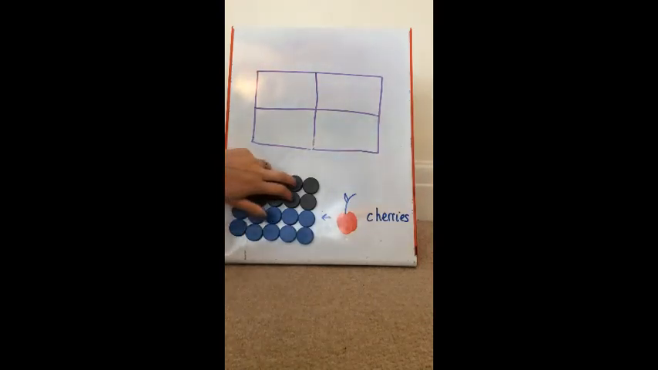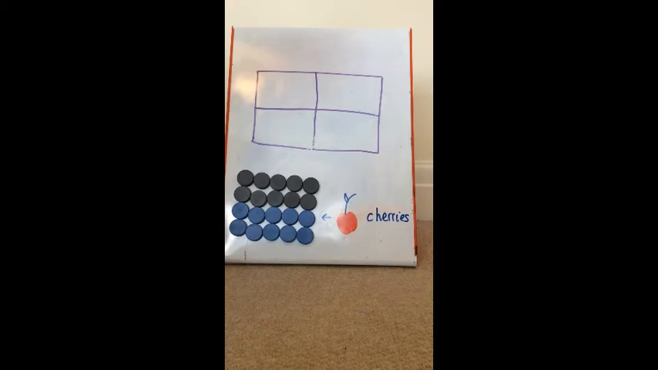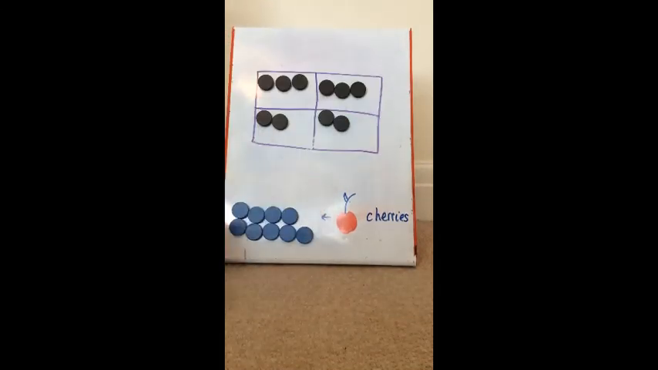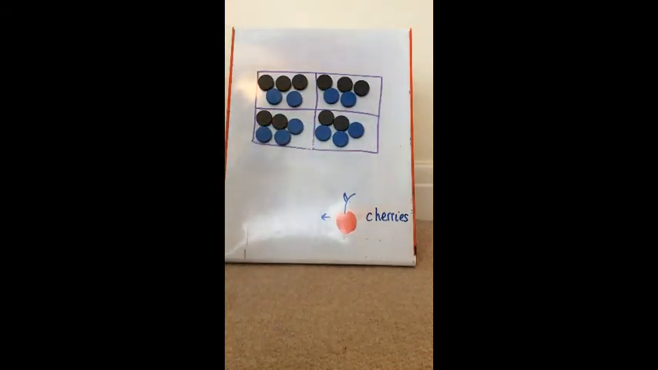2, 4, 6, 8, 10, 12, 14, 16, 18, 20. And here are my 4 boxes. I have 4 boxes because quarter means 4. Now I need to make sure we share them out equally between the 4 boxes. All my cherries are gone. How many do I have in each quarter?